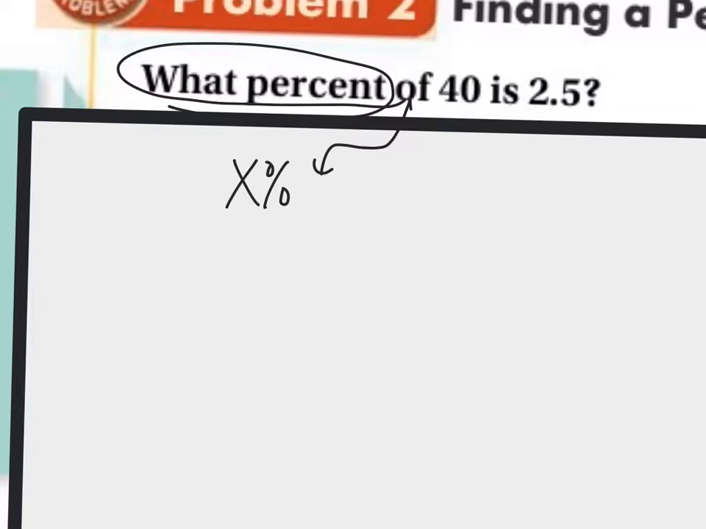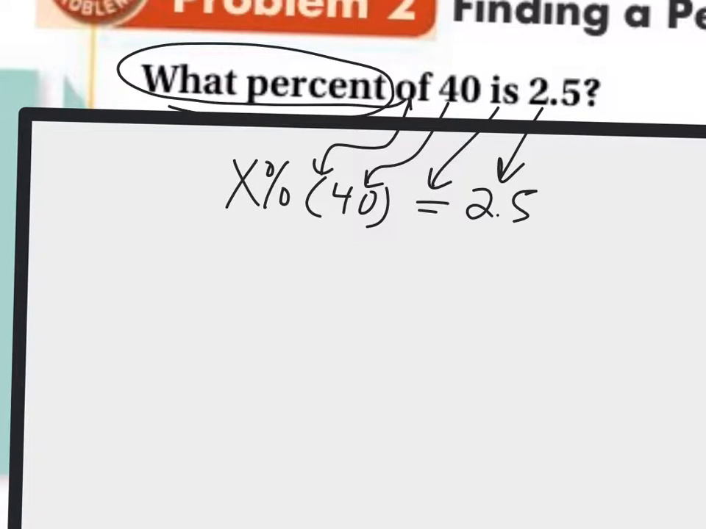And then we've got of, which means times. 40 is means equals 2.5. And then we've got an equation. We're just solving the equation. It's always just going to be a one-step equation. So we can say the variable is being multiplied by 40. I'm going to divide by 40.